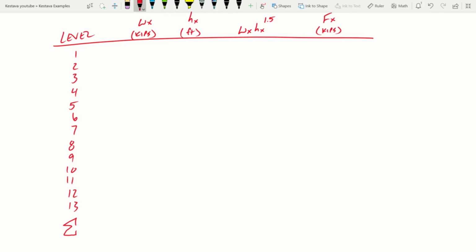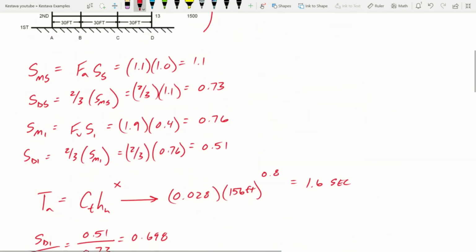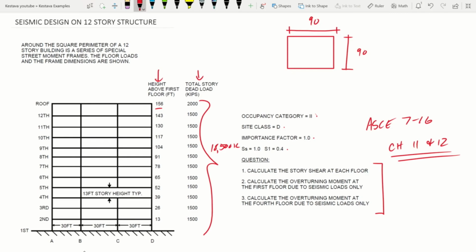Wx, so that is our seismic mass per story. If we shoot back up at the top, we'll see it's broken down per story here. So we're going to input that. That is our small Wx for each story. So let's go plug all those in.